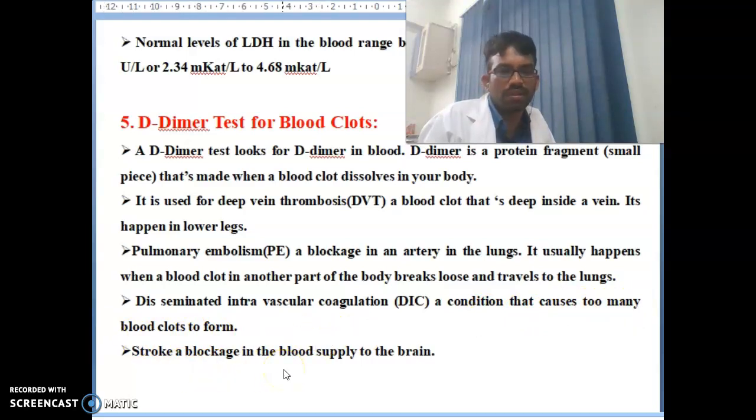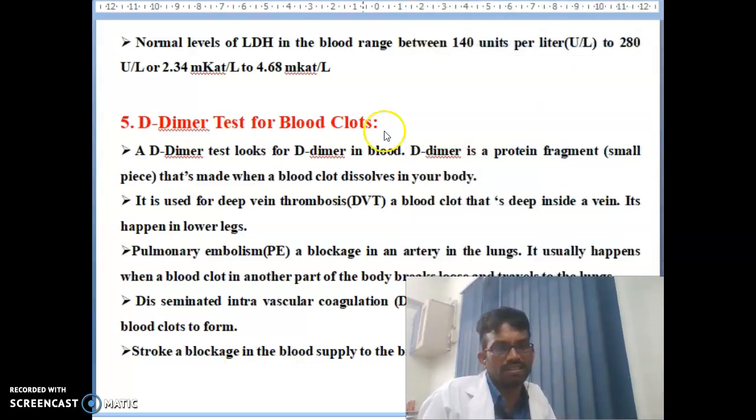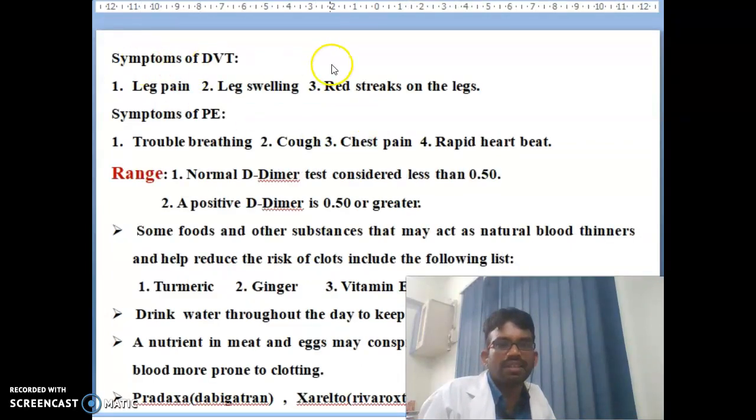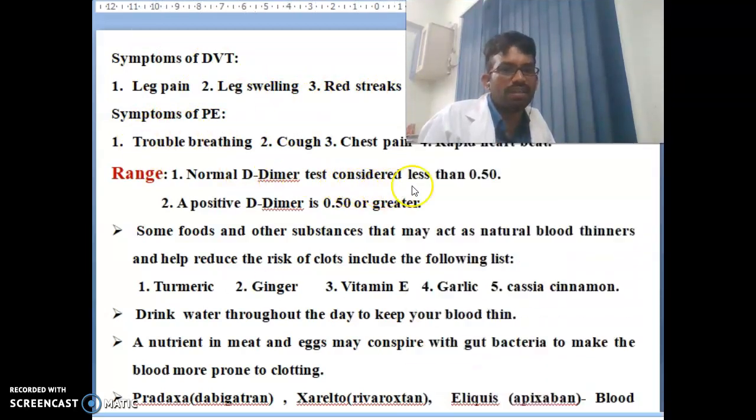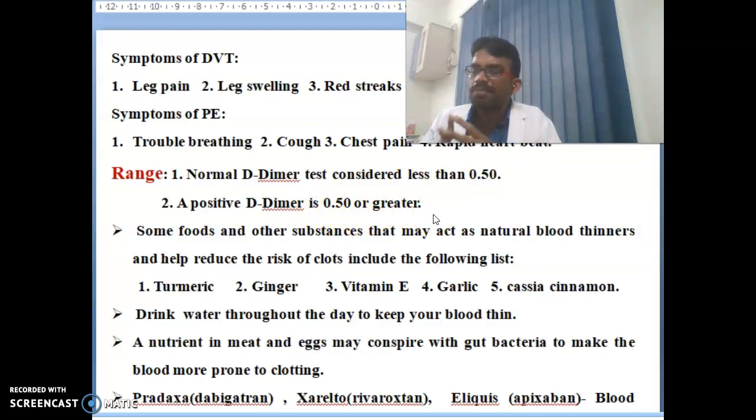Stroke is a blockage of the blood supply to the brain; that is called a stroke. For the D-dimer test, you can see leg pain, leg swelling and redness as symptoms of these conditions. The normal range of the D-dimer is considered less than 0.5. If it is positive, the D-dimer is greater than 0.5. So if you get a D-dimer test value of 0.50, then you are normal, and your blood levels are in good condition.